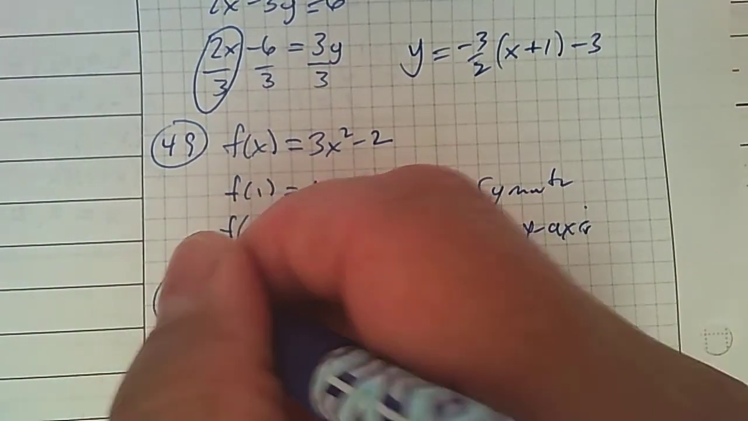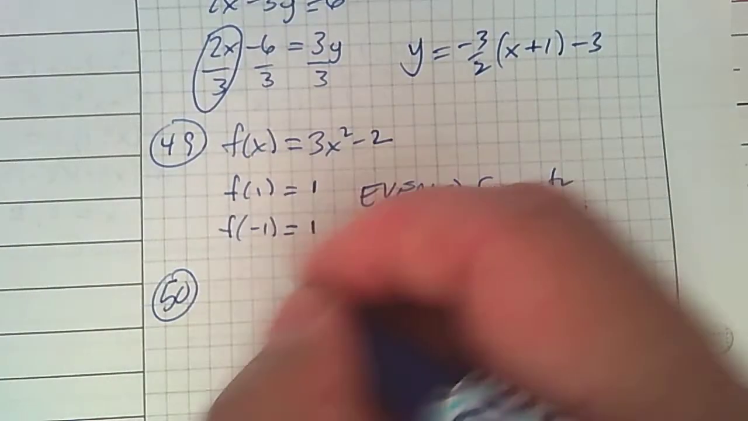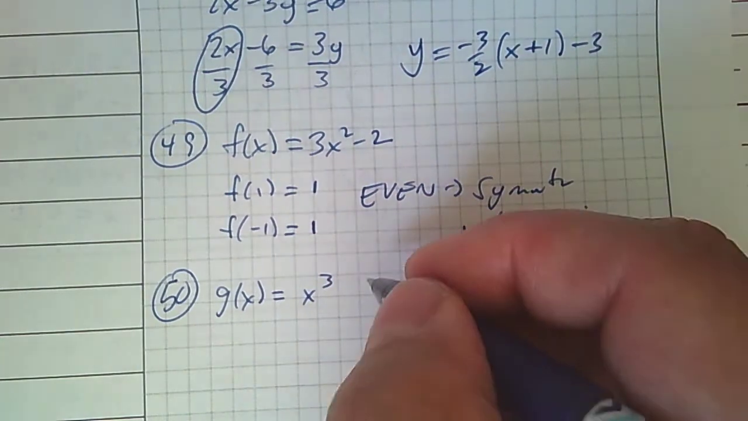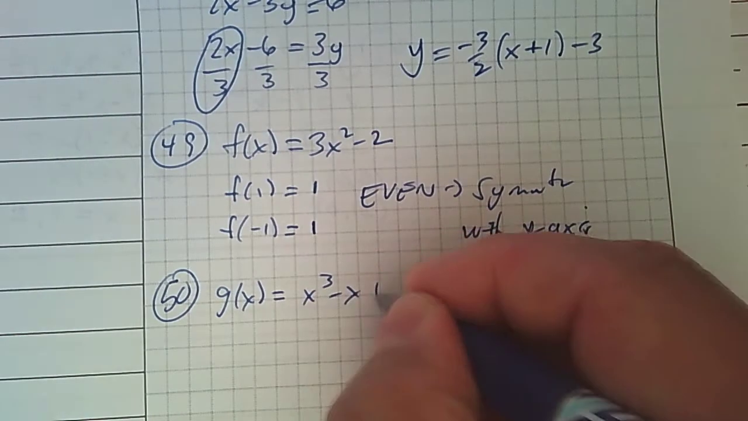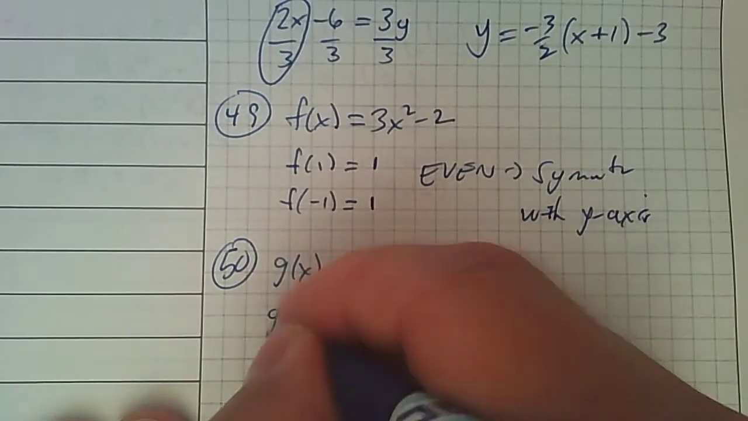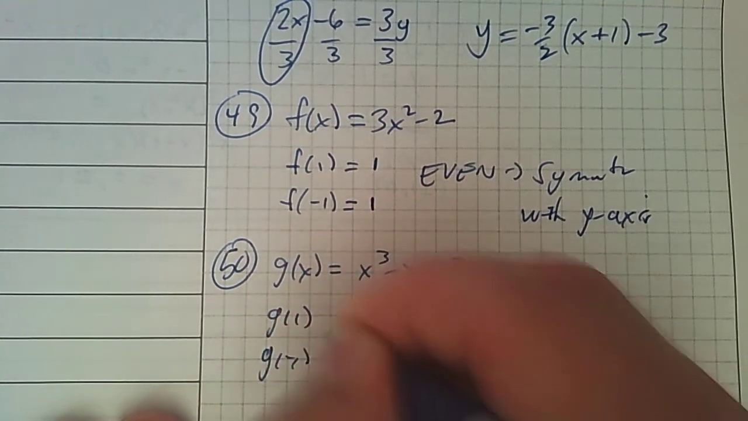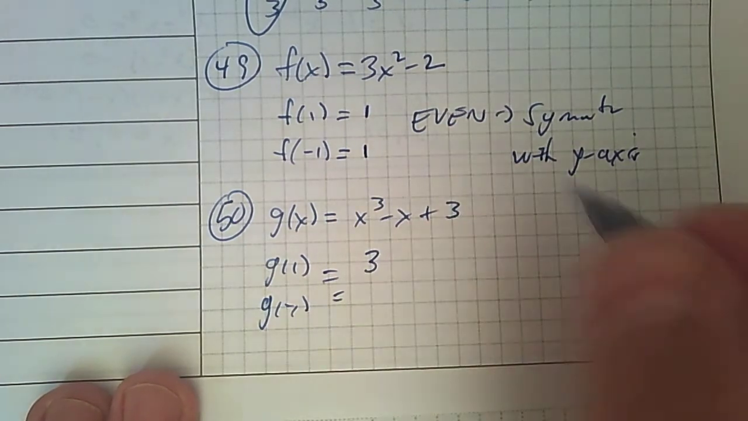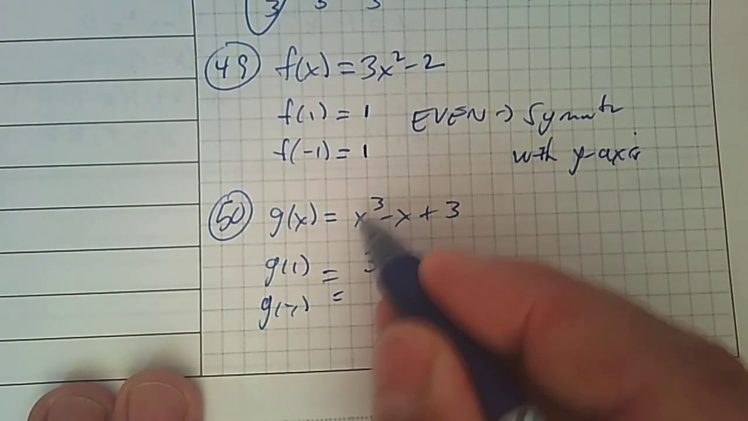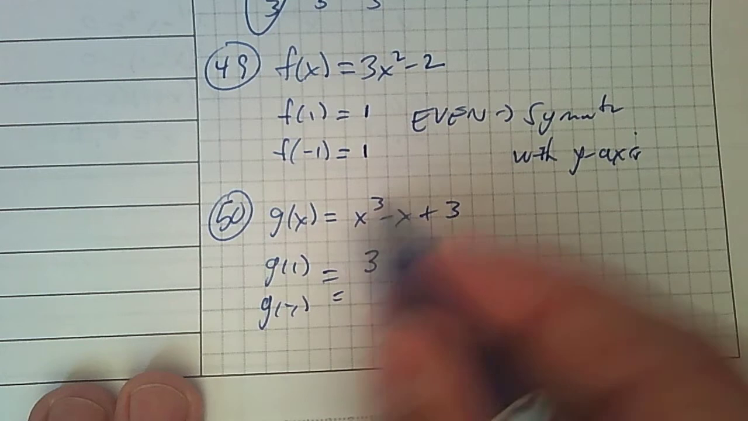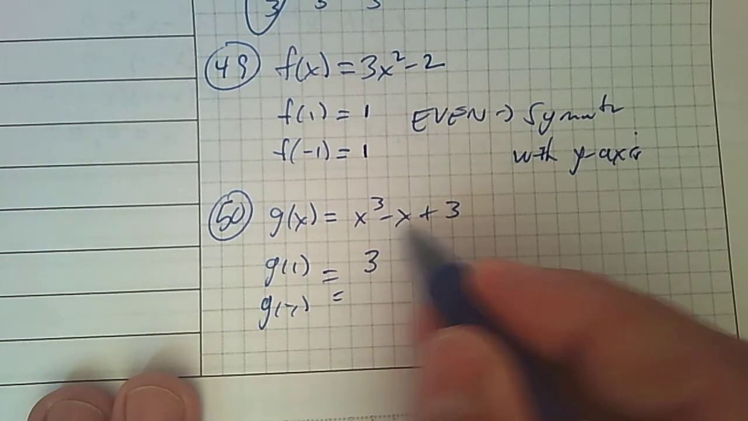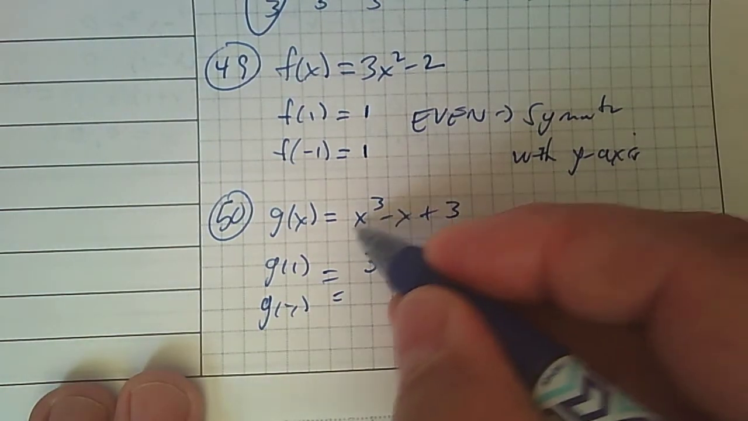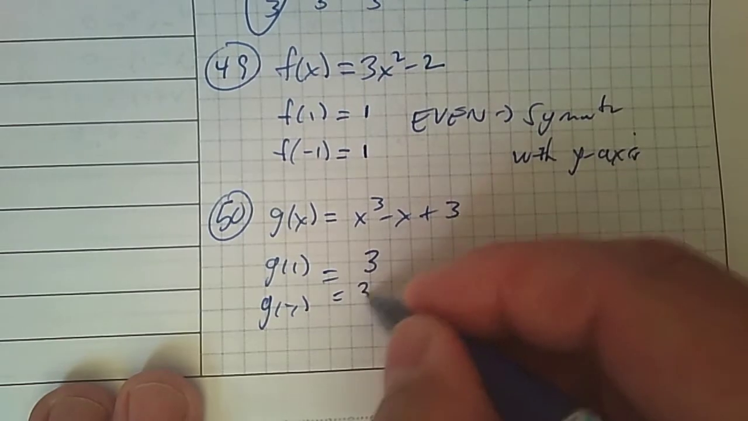50. Same kind of question, but for 50 it's g of x, and it's x cubed minus x plus 3. So if I do a quick test here with positive 1 and negative 1 to see the symmetry, if I plug in positive 1, I get the answer 3. If I plug in negative 1, be careful, negative 1 cubed is negative 1. A negative and a negative is positive 1. So I got negative 1 plus 1, and it's 3.